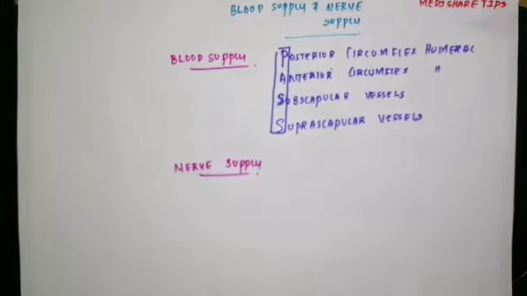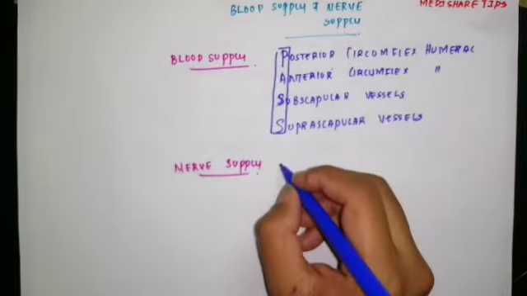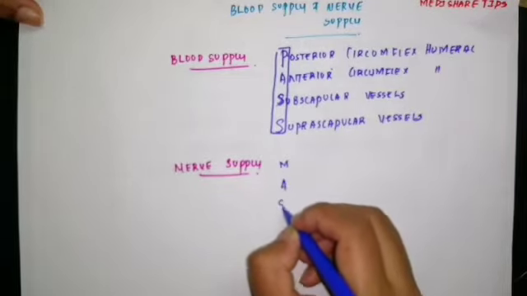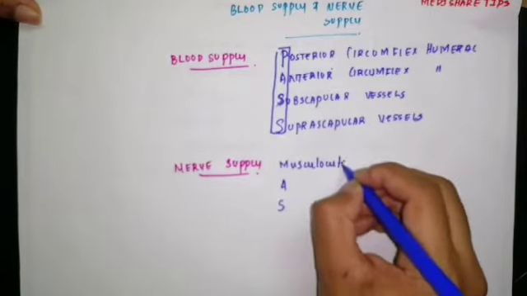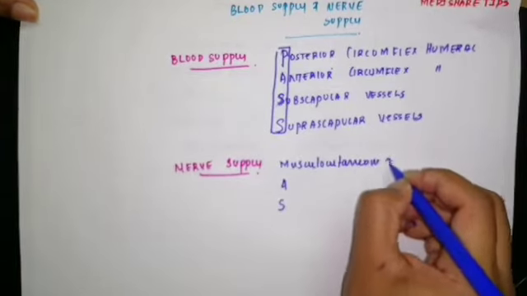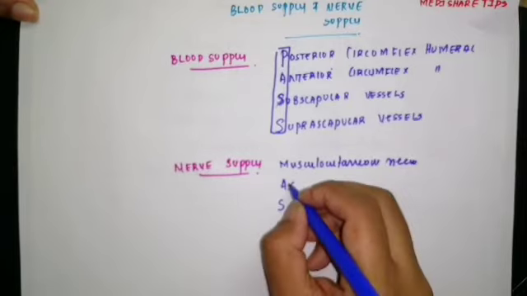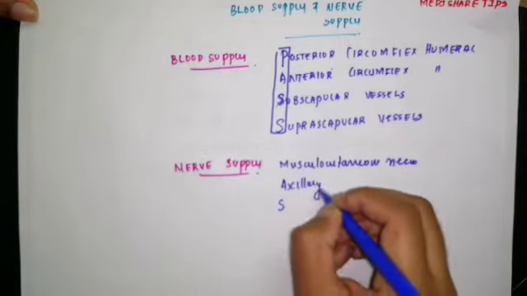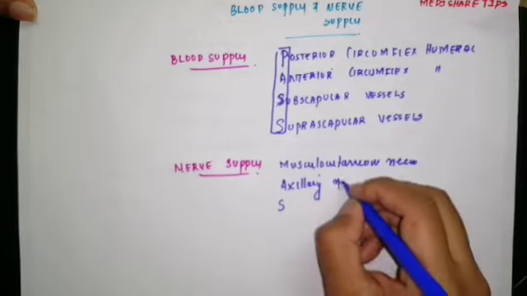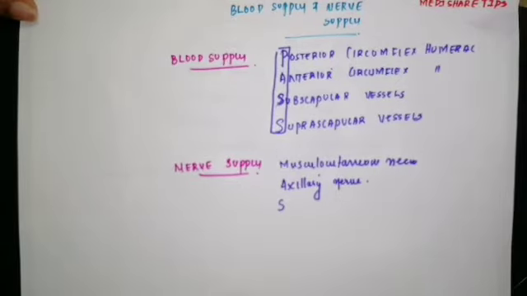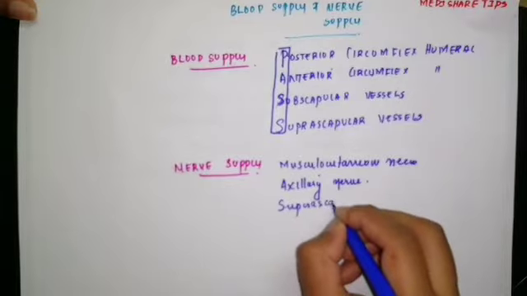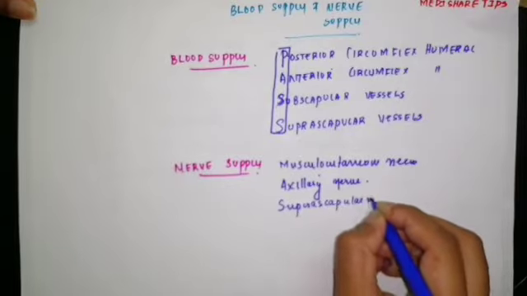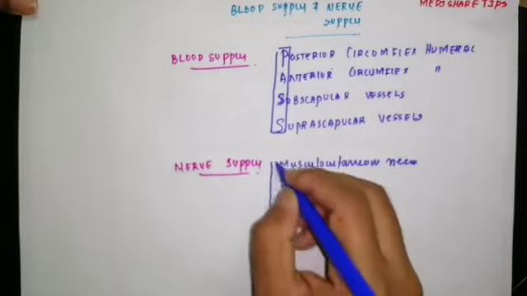Nerve supply, we have the mnemonic MAS. MAS stands for musculocutaneous nerve, the axillary nerve, which winds around the posterior aspect of the surgical neck of the humerus, and the suprascapular nerve. So the mnemonic is MAS.